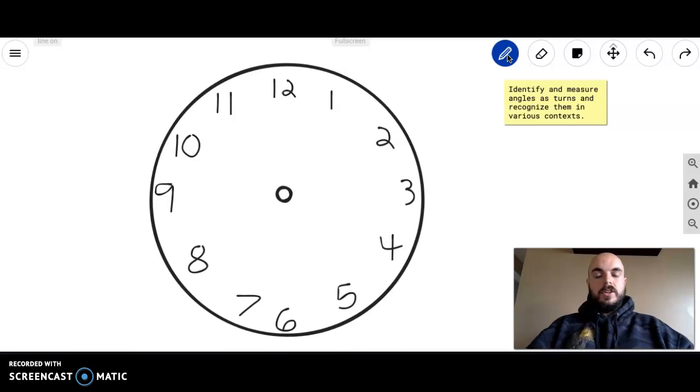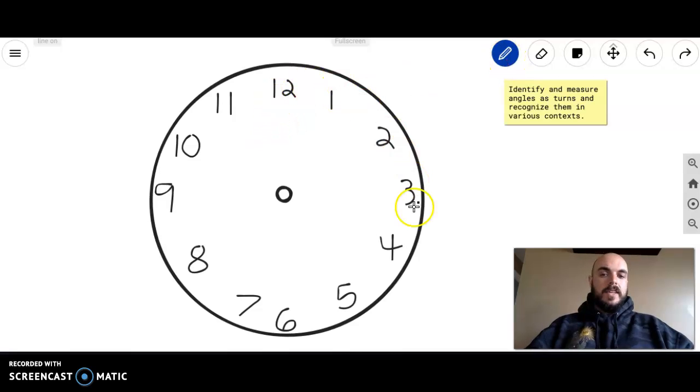Today we're working on Zearn Mission 4, Lesson 8, as an example. You can see here our objective today is to identify and measure angles as turns and recognize them in various contexts. When I think about angles as turns, in the most common context, I think, of course, about clocks, our standard clocks here, not digital clocks.